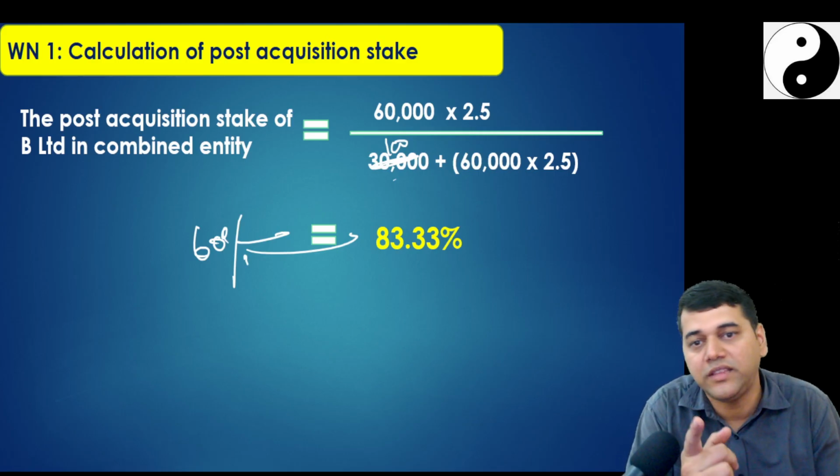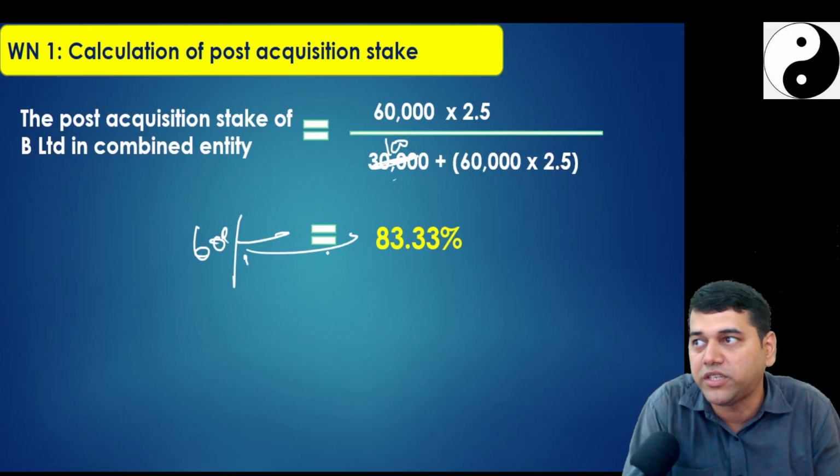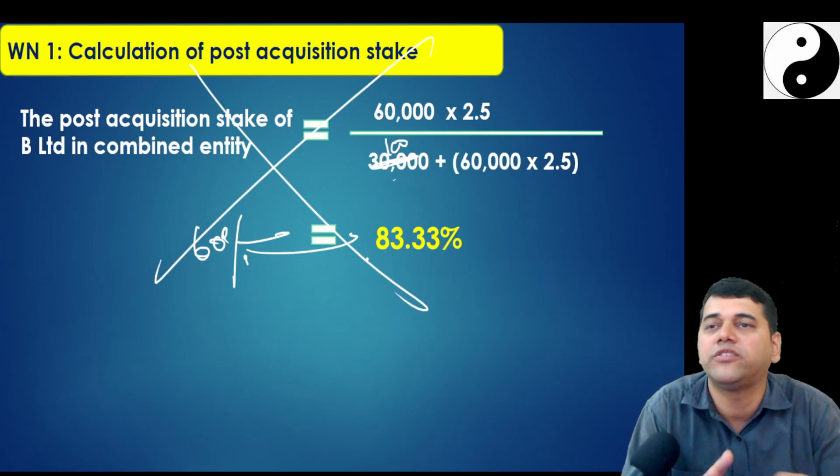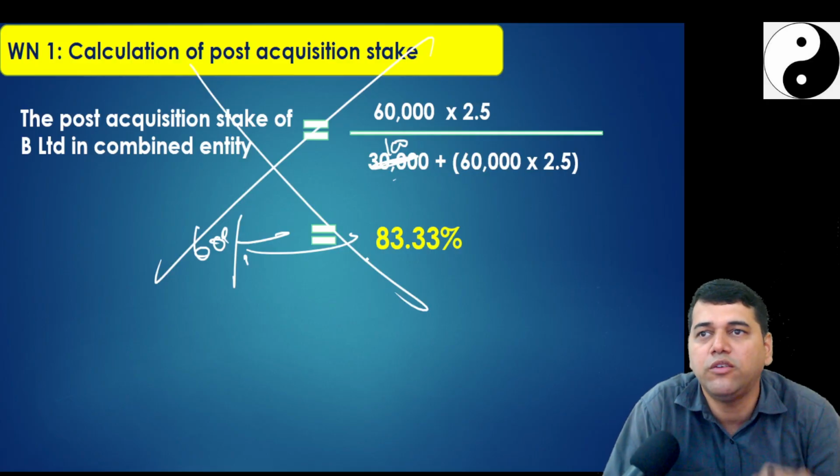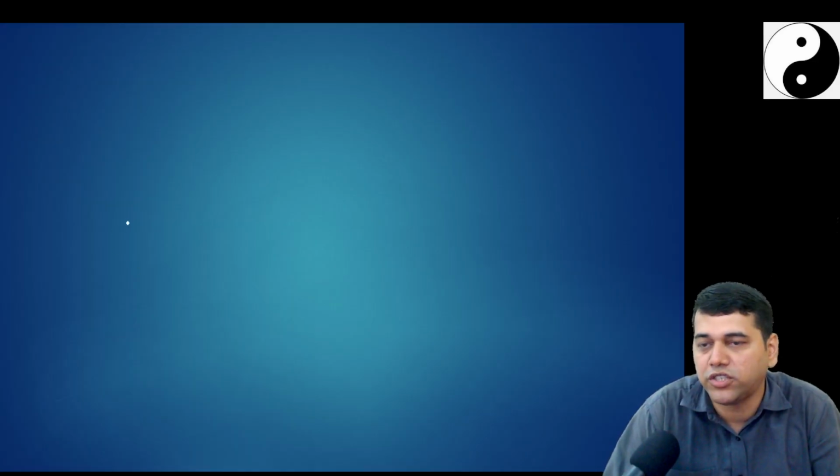And see, if in the examination also they give you 83.33 or whatever percent, don't do this calculation, not required. Already they have told you. Next, we will move on to the calculation of the purchase consideration.